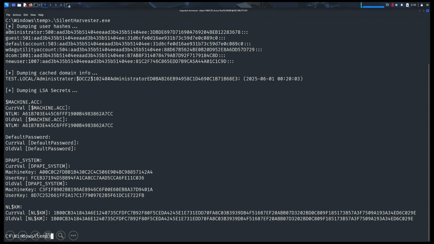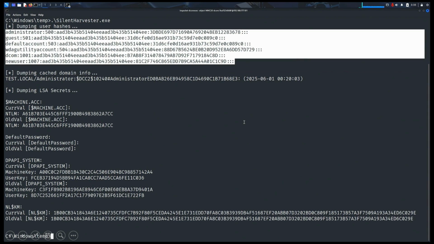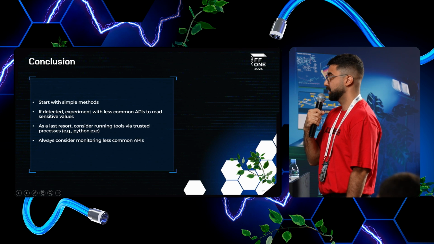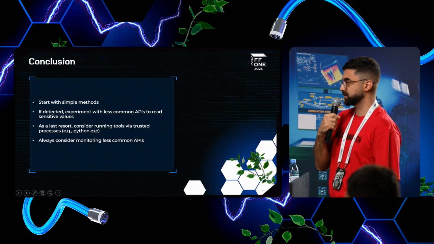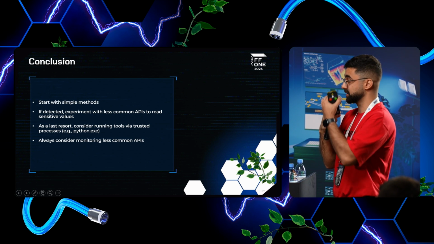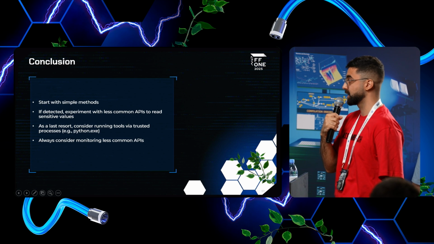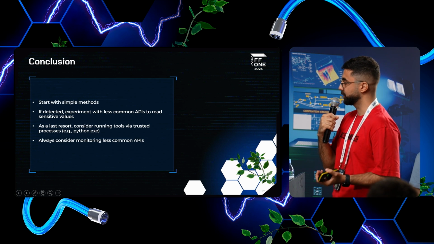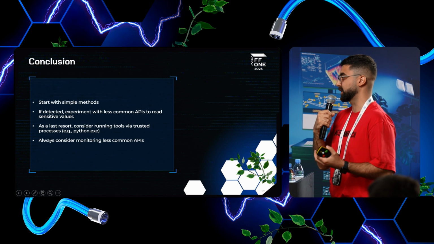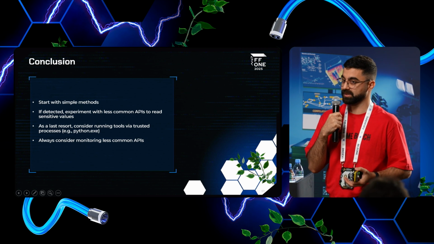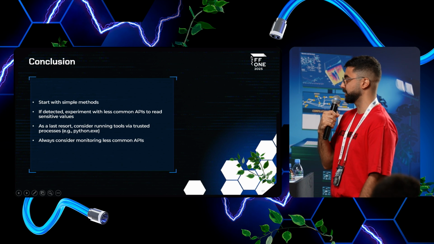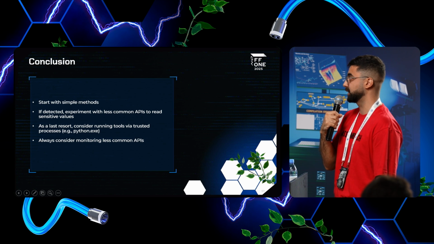And here we have the hashes, user hashes, and LSA secrets. So, in conclusion, always start with simple methods. As you can see, it was not rocket science. Also, you should use less common APIs to read sensitive values. If you face some problem, also try running this executable from a trusted process, like for example python.exe, if you find it on the target system. And for the blue teamers, always consider monitoring less common APIs used for getting information.